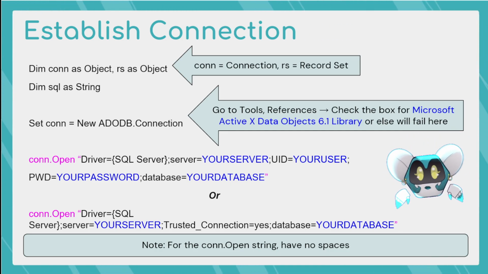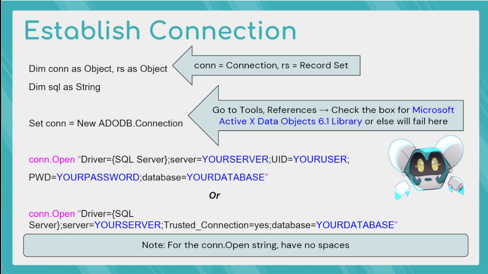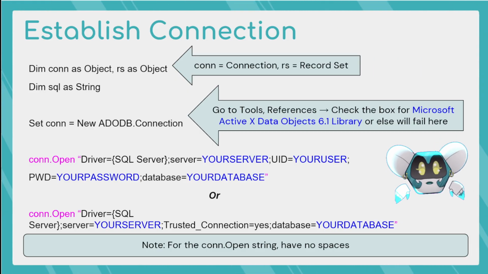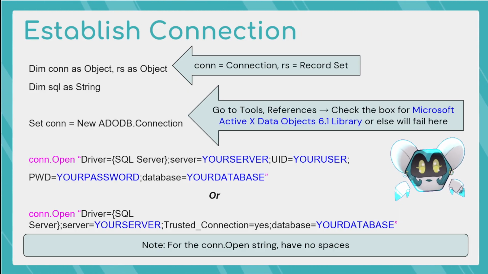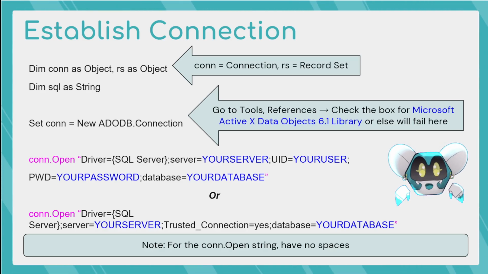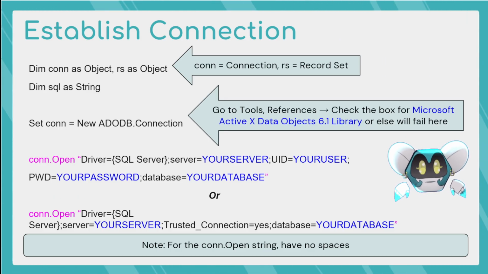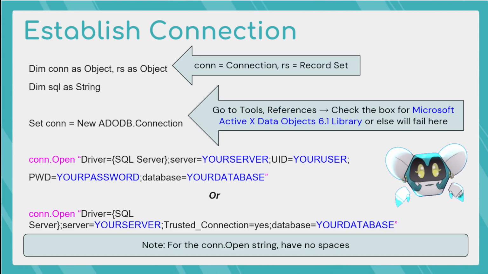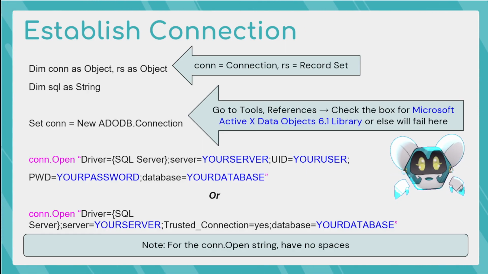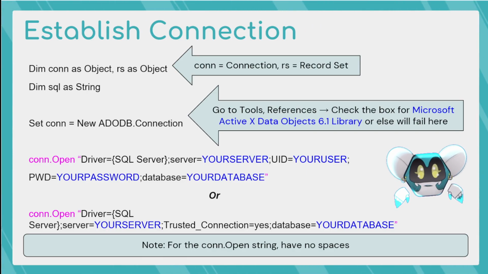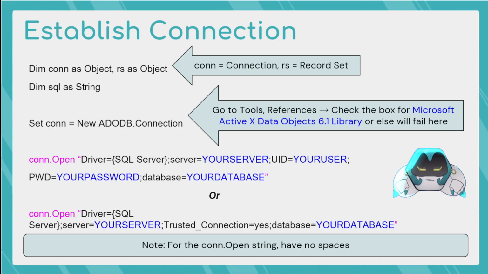While writing your VBA code, to establish a connection to SQL Server, first we need to define our variables. Dim means dimension. So we are creating our variable con as object. Con is short for connection. RS as object. RS is our record set. And our variable SQL as a string. You don't need to use the same variable names, but these are just commonly used.